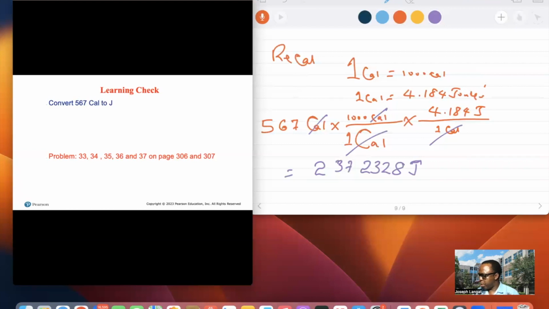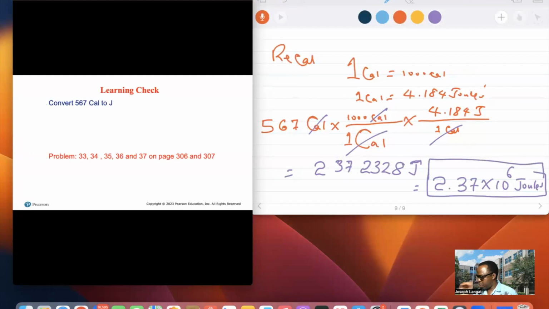The given number has 3 significant figures. So expressed with the correct number of significant figures in scientific notation, this will be 2.37 times 10 raised to 6 joules. All right, joules like that. That is the answer expressed in 3 significant figures.